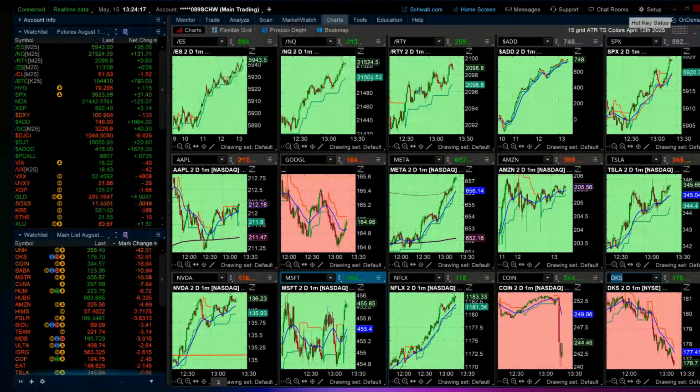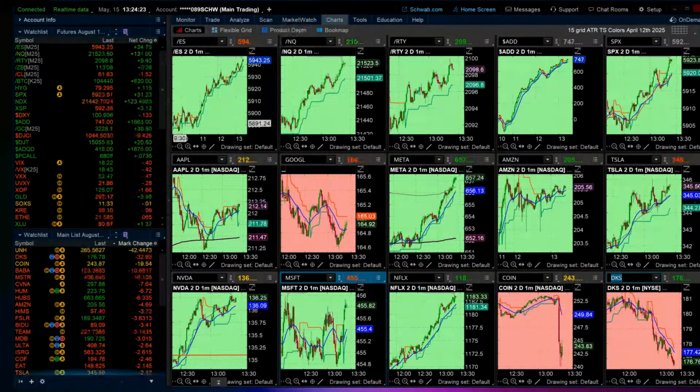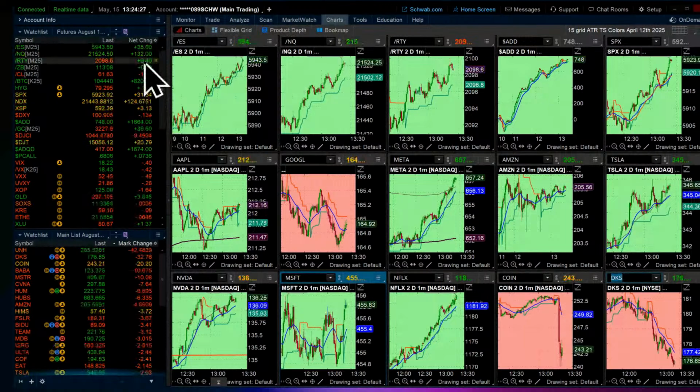Now, you might say, yeah, but the Russell's only up that. The transports are only up that. Yeah, there are divergences. But one thing to keep in mind is the Russell stocks have less buybacks. So that's where I am.